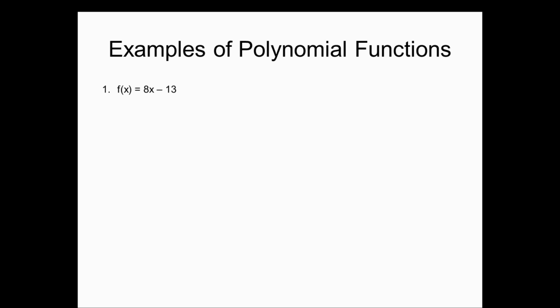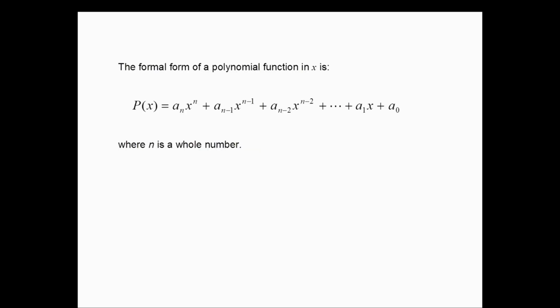Some examples of polynomial functions. f of x equals 8x minus 13. Remember, that graphed as a line. g of x equals 5x squared minus 12x plus 109. Okay, that was a parabola. And then something like h of x equals negative 56. Okay, the power of x is x to the 0 power. Remember, x to the 0 power would be 1. And this would be a horizontal line.